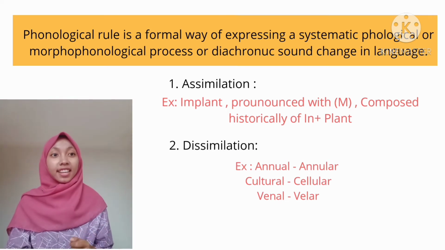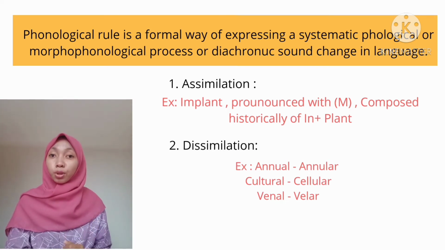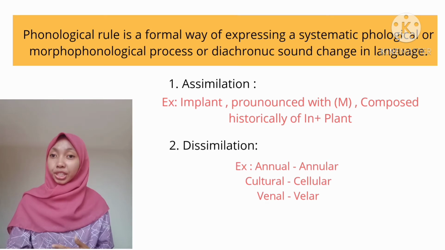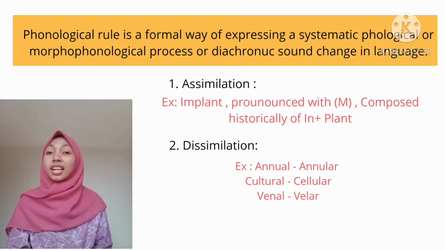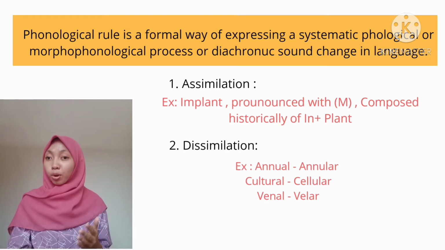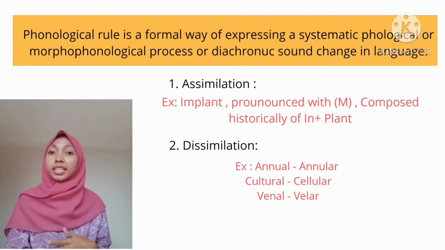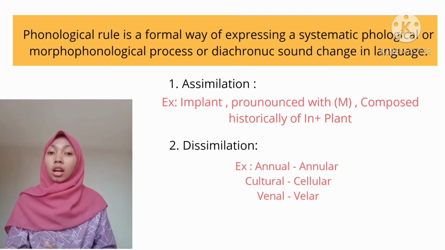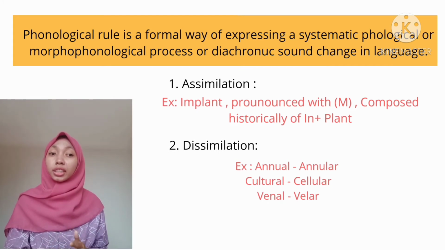In some cases, assimilation causes the sound spoken to differ from the normal pronunciation in isolation, such as the prefix in of English input pronounced with phonetic M rather than N. In other cases, the change is accepted as canonical for that word or phrase, especially if it is recognized in standard spelling. Example is implant, pronounced with M, but composed historically of in plus plant, implant.